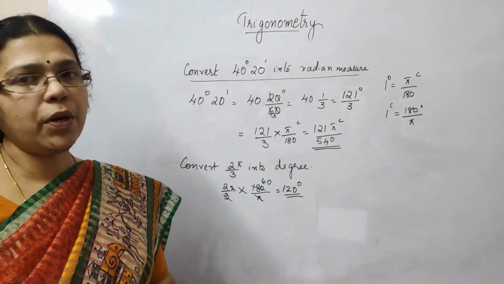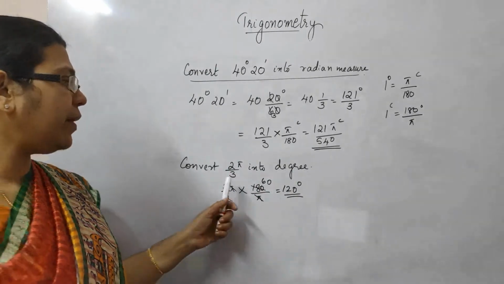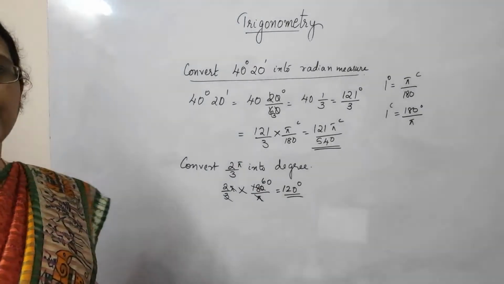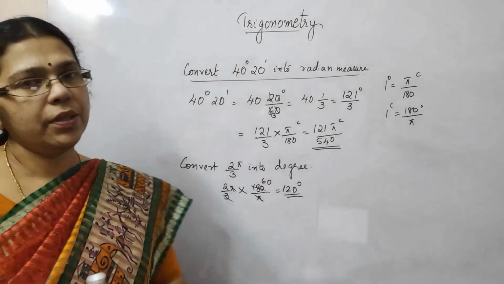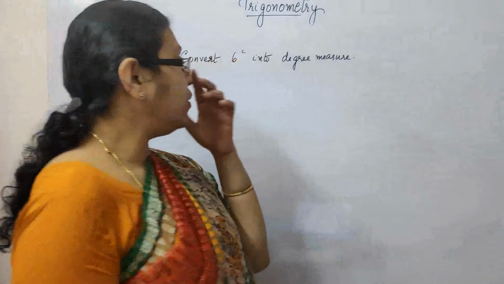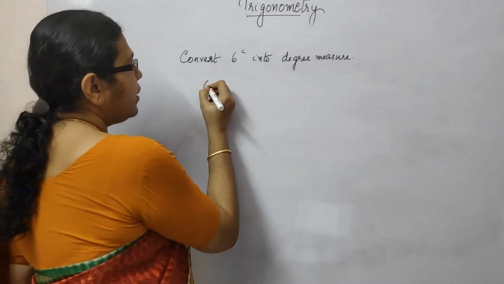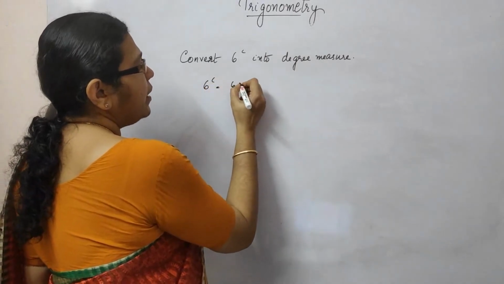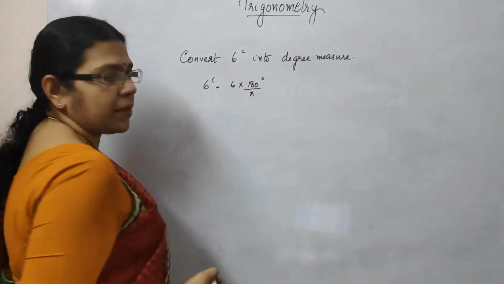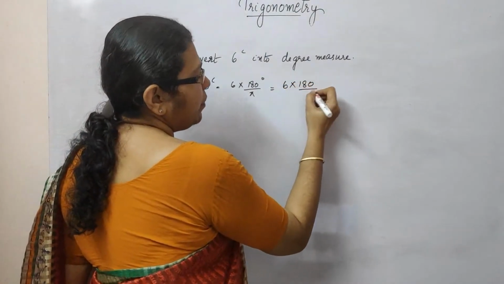Okay, we shall do one more problem to see how to convert the degree measure into radian measure. Okay, this I took a very simple one. Now, let's see how to convert 6 radian into degree measure. So, 6 radian is same as 6 into 180 by pi degree. Now this is equal to 6 into 180 by pi.